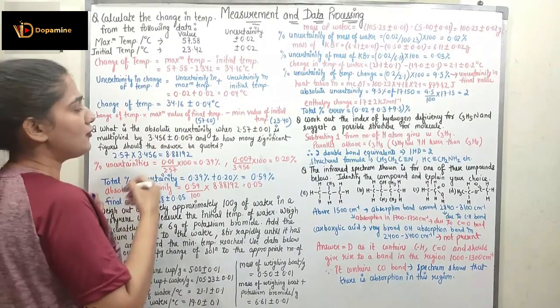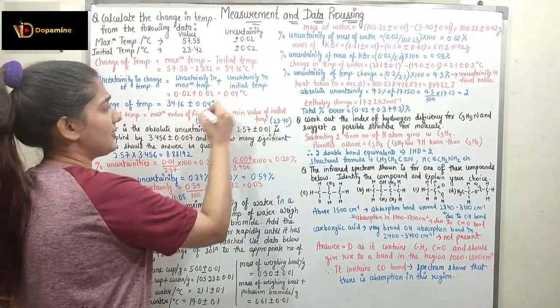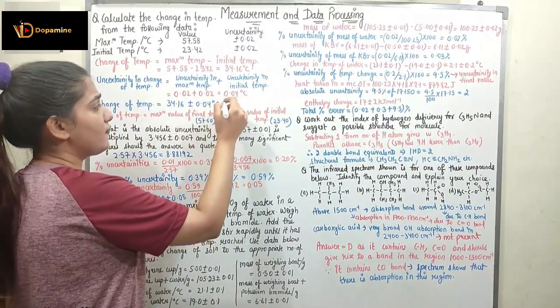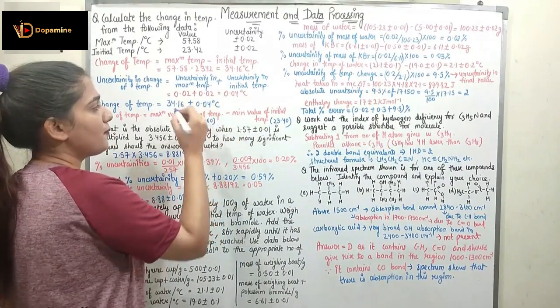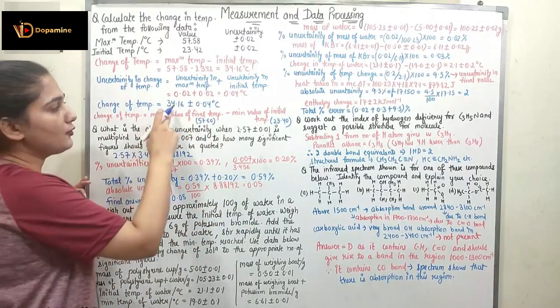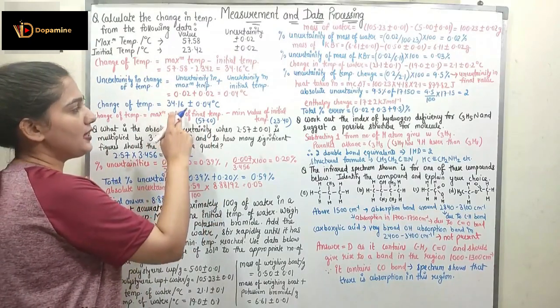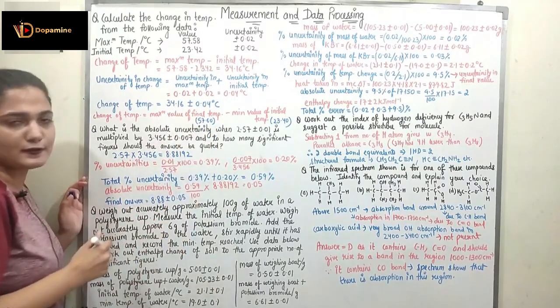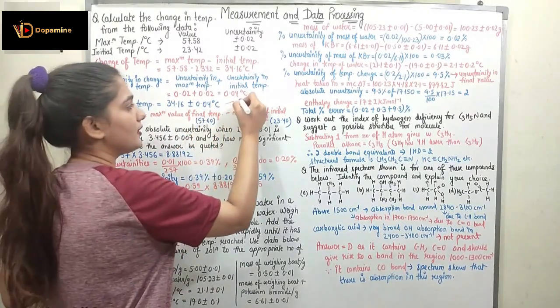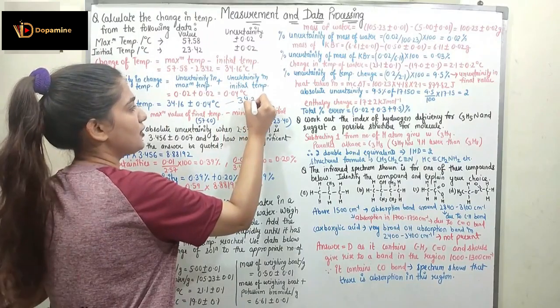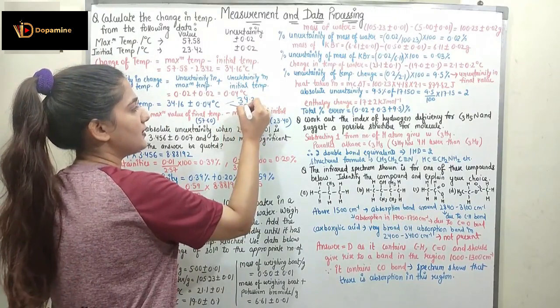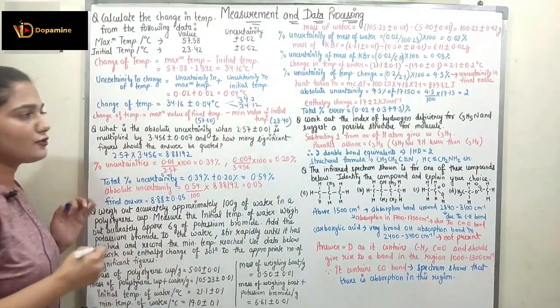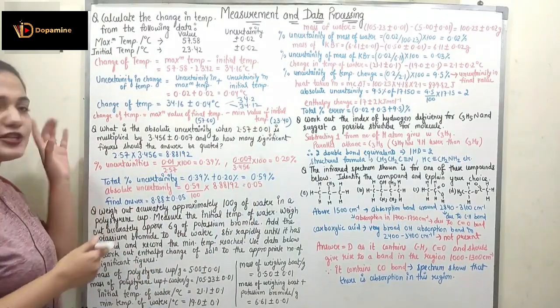So its maximum value would be 34.16 plus 0.04, so it would be 34.2. And the minimum value would be 34.12, which is 34.16 minus 0.04, right? So the range would be 34.2 for the maximum and 34.12 for the minimum. In this range, I will be getting the change of temperature.